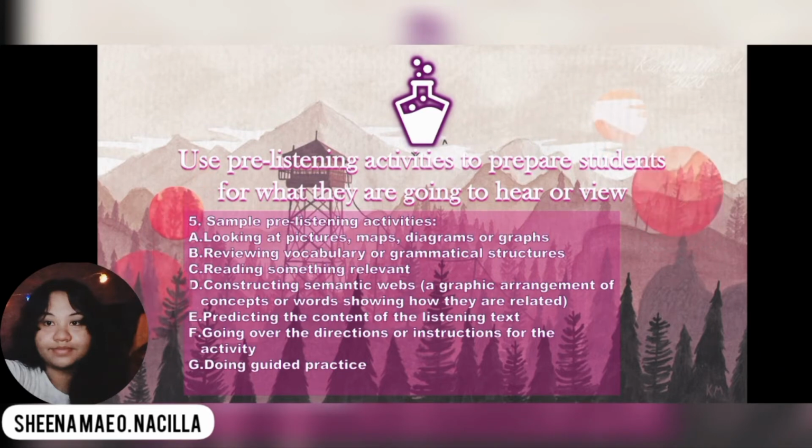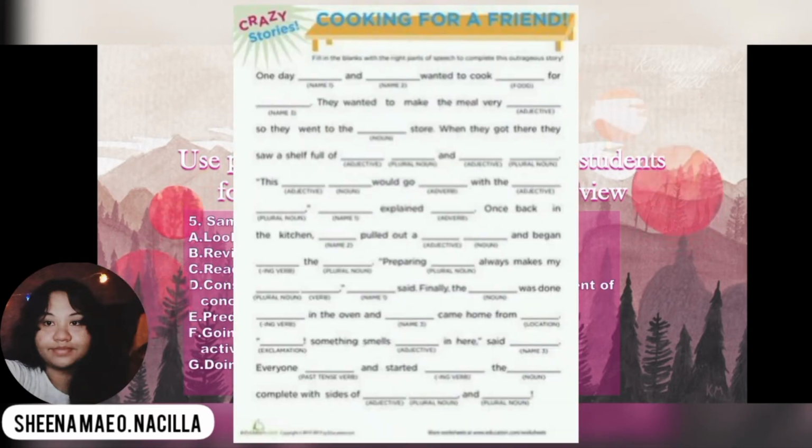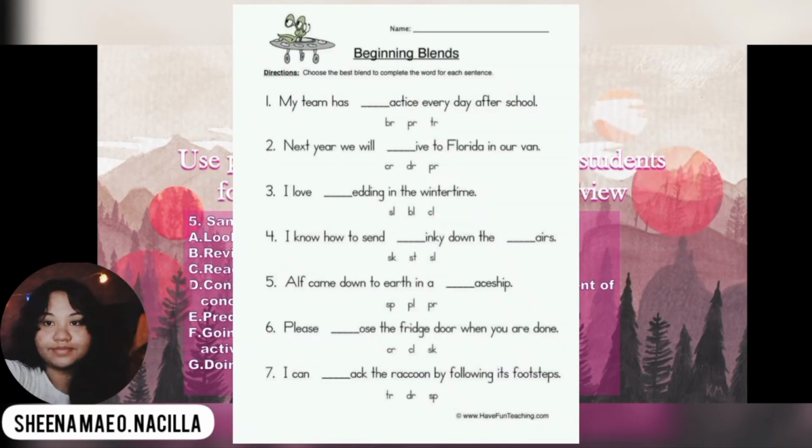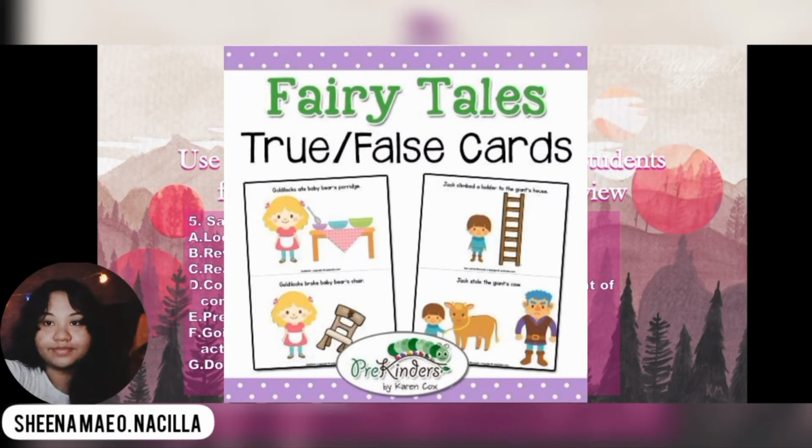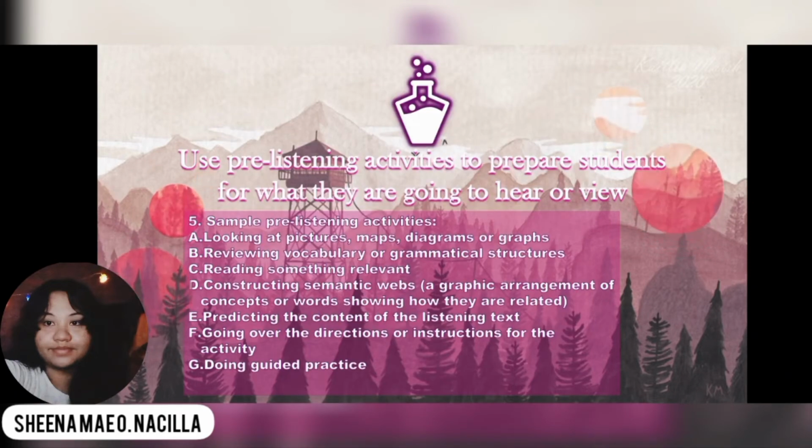So the next pre-listening activity is doing guided practice. You could give the students a practice activity related to the topic that you're going to listen to or view, and you need to guide them on what to do. Or you could do an oral recitation by answering the questions in the practice activity.